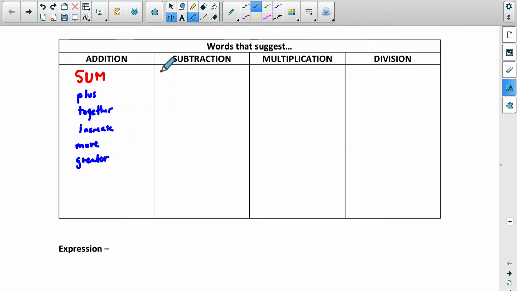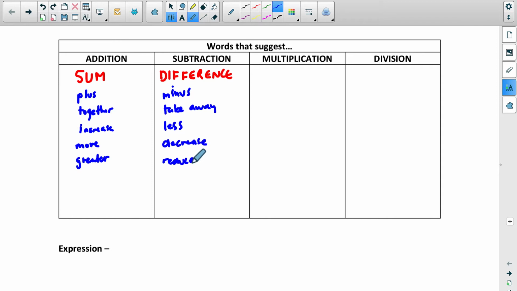Subtraction. The real word for math is difference. If you have an answer that you got by subtracting, then you have just found a difference. But what are some other words that suggest you might be doing a subtraction question? Well, minus. Or think about what you called it when you were a little kid. You called it take away. How about less? Increase for sum, well, decrease for difference. How about reduced? Okay, there's a good list there.